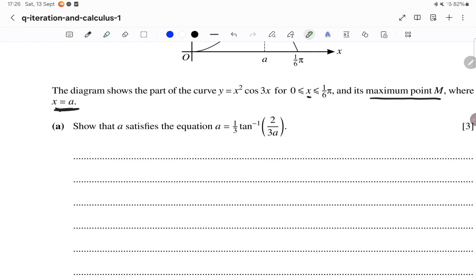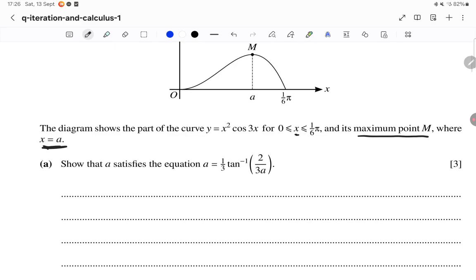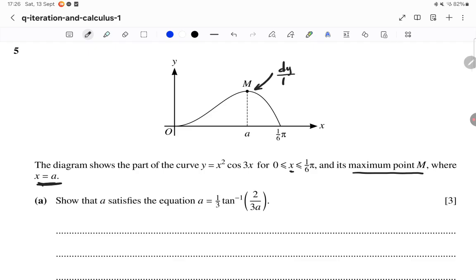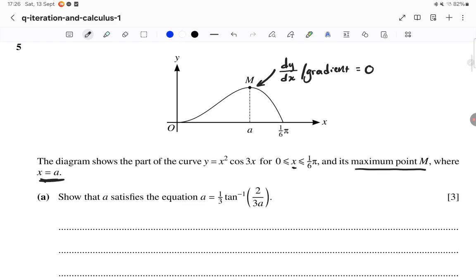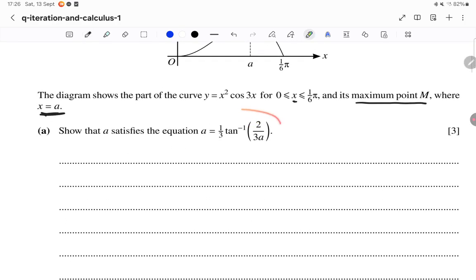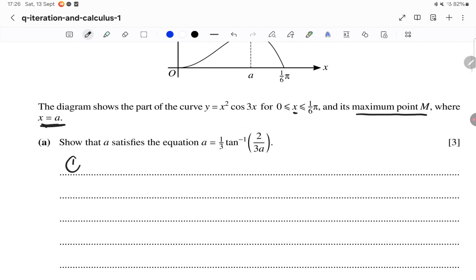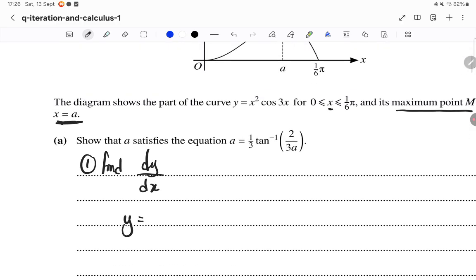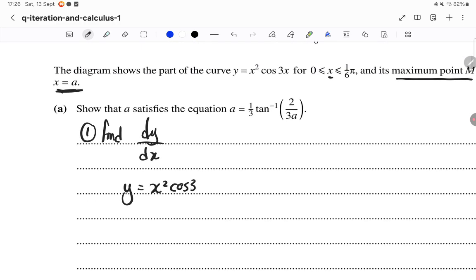Okay, so what information can we get over here? First of all, point M is the maximum point. So one thing we know for sure is dy/dx, or the gradient, is equal to 0. So that's our first step to solve this question. And from solving, we can rearrange our equation as such. So the first step is to find dy/dx. We are given the equation y equals x squared cos 3x.